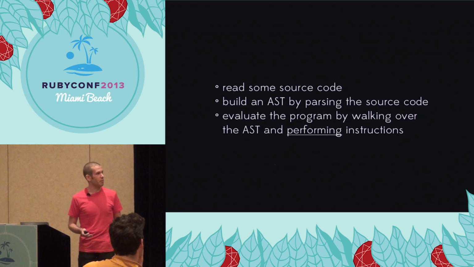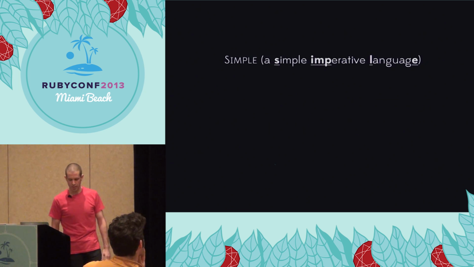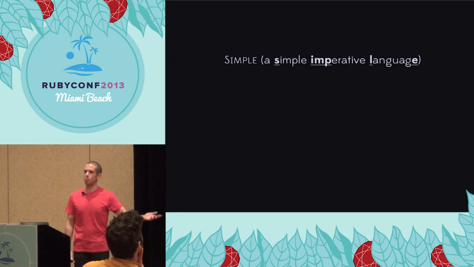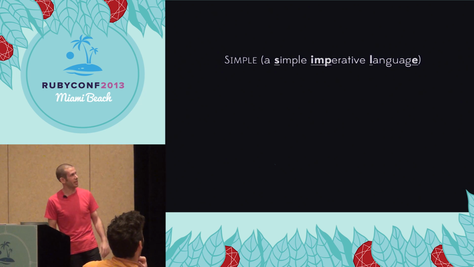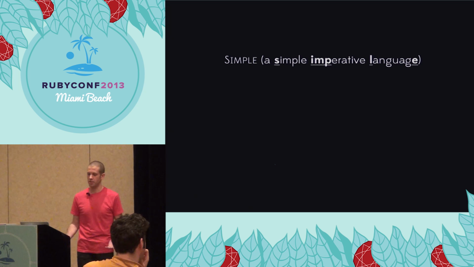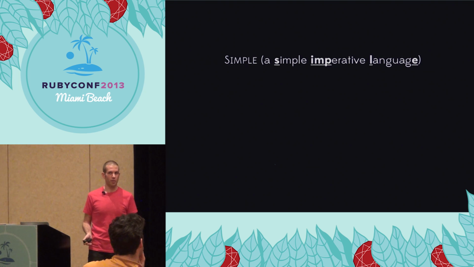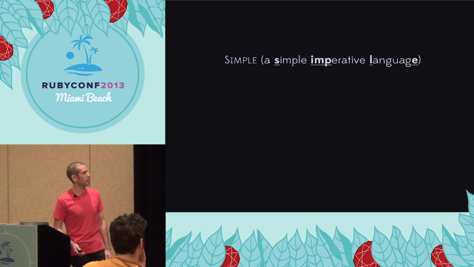So I'm going to show you a little demo of how this works by introducing a language that I'm going to call Simple. It's just a toy language. Simple is an abbreviation for simple imperative language. This language is really straightforward. It looks a little bit like Ruby, but not exactly the same.